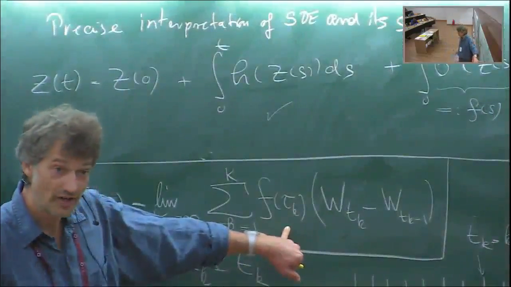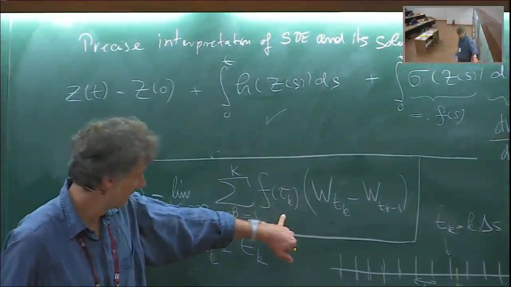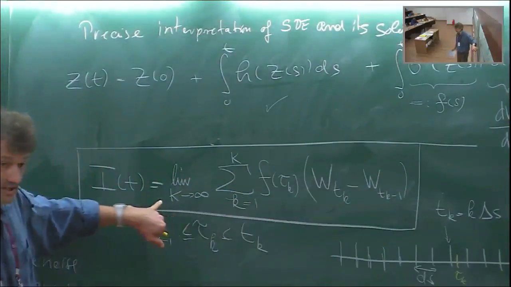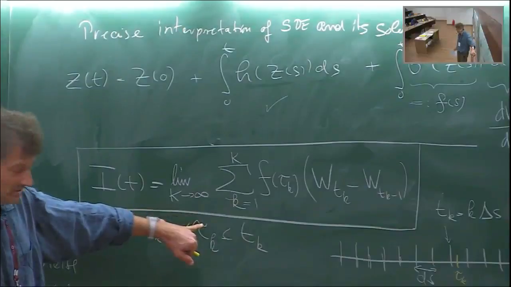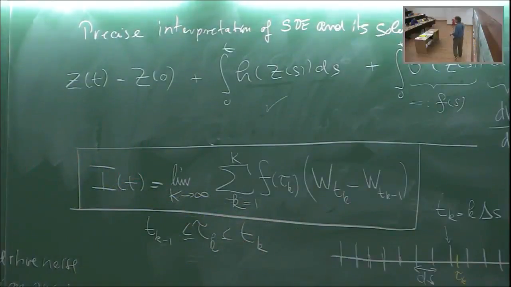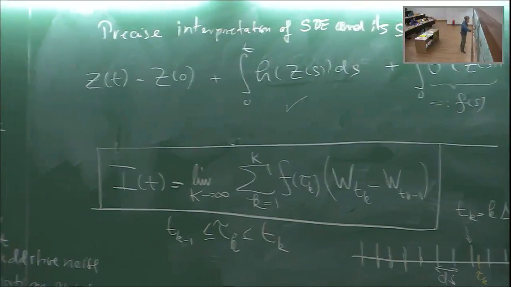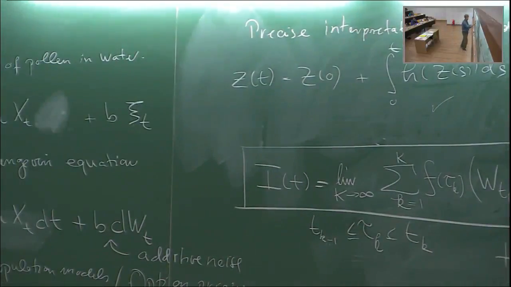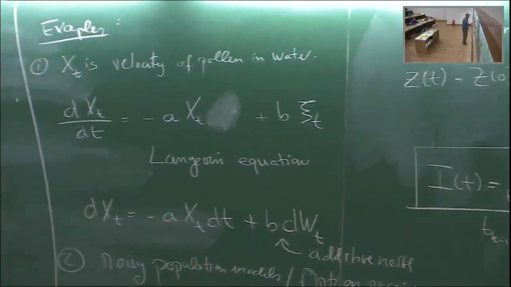So now what you find out if you do that is that the solution here, what you get out in this limit, will depend on where you actually evaluate. And that's due to this wiggliness of the Brownian motion. And there are lots of choices. Each of those choices will work.